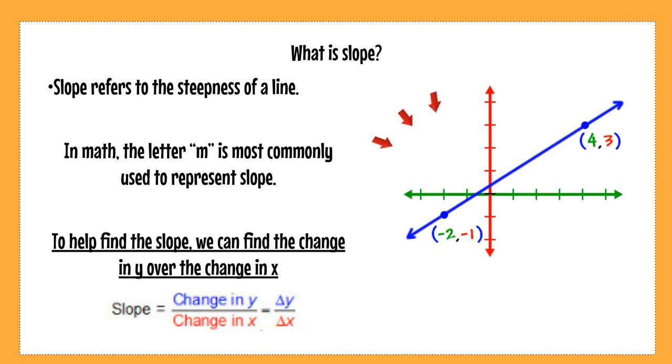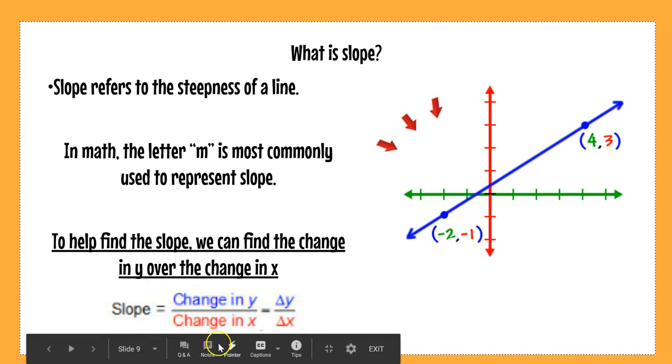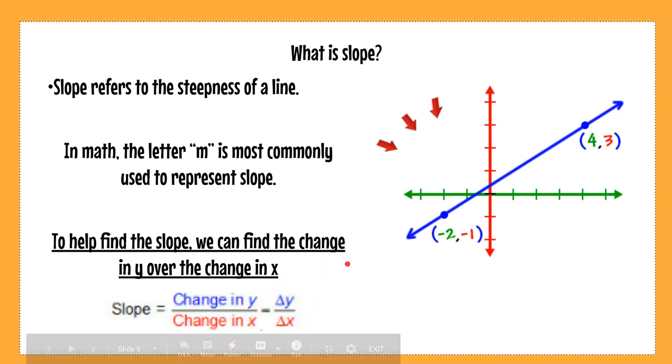To help find the slope, we can find the change in y over the change in x. You're going to hear that a lot, the change in y over the change in x. So I've given you a little graphic at the bottom where slope equals, and I've written out those words, change in y over the change in x. Sometimes we use this little triangle, and that's called a delta symbol, and that's read, change in. So that little triangle y really says change in y over the change in x. All right? So we've got a line over here that has a specific slope that we're going to learn how to calculate.